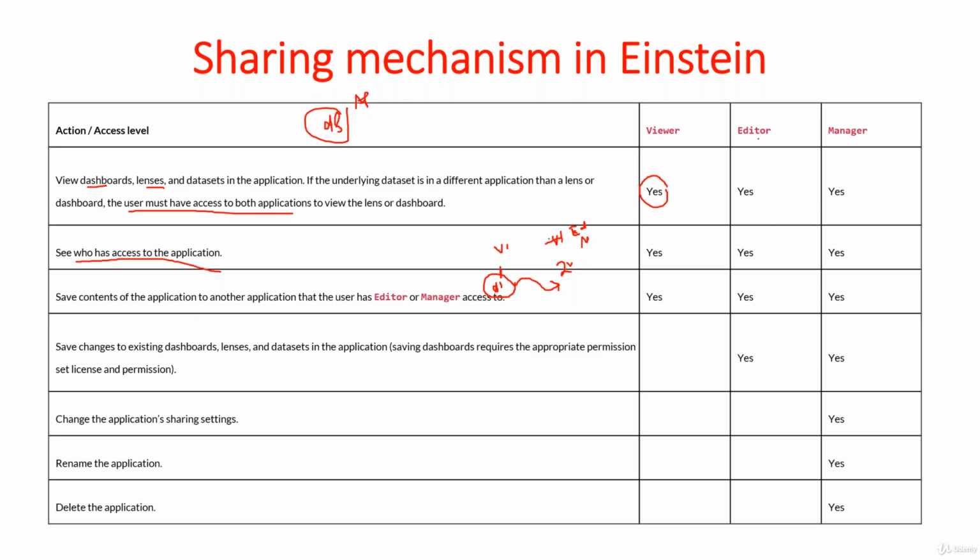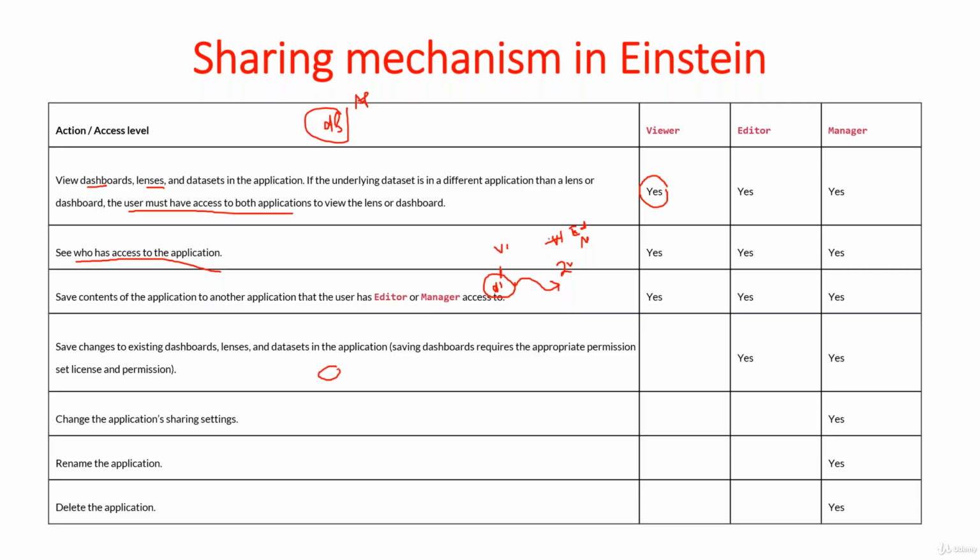In the same way, if a user has edit access, which is more privileged than viewer, they can definitely do whatever the viewer can do. They can access all the applications, all the items in the application, see who has access to the application, and save the content to dashboards and applications where they have edit access. Additionally, they can modify the items in the same application.